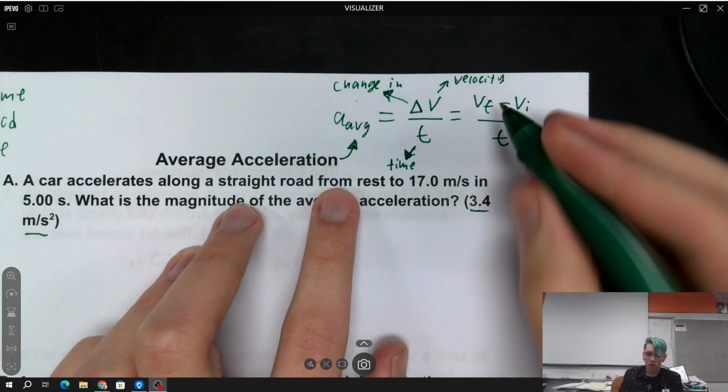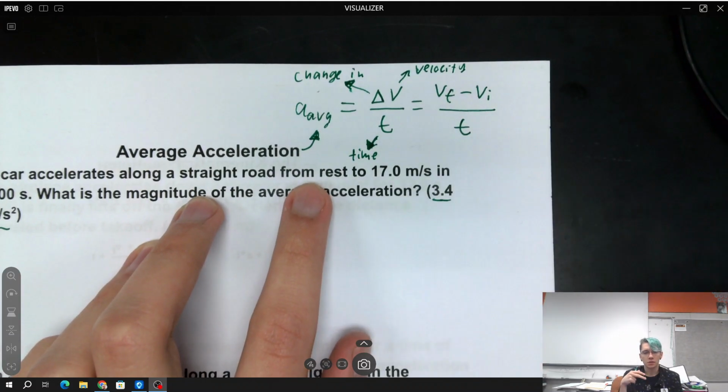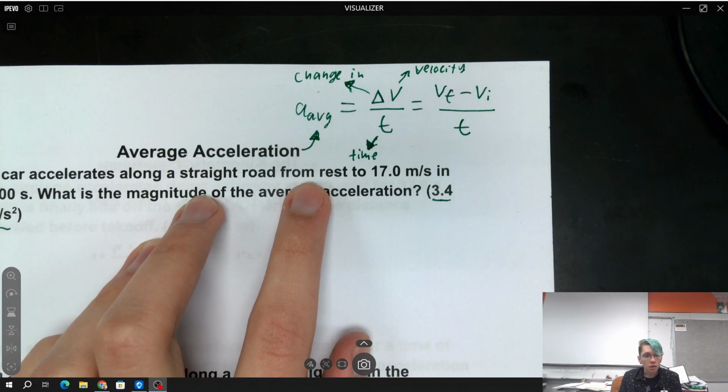So what does change mean? Our VF minus VI, our final minus initial. So all that means is final minus initial.